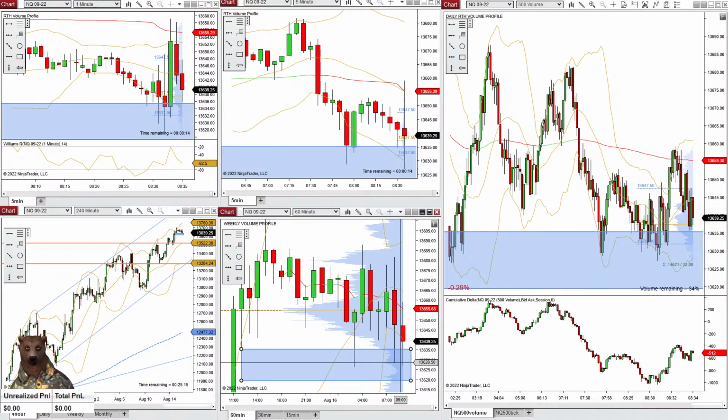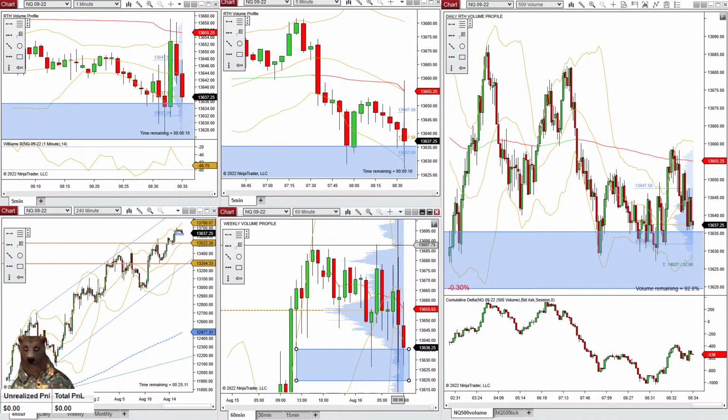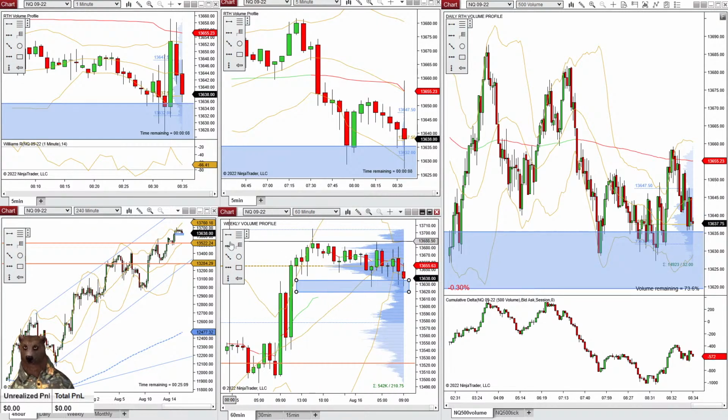We can see here it's coming down to that support zone. We're pinning out of it. The other thing I should look at is if we've got a trend line here on the hourly.